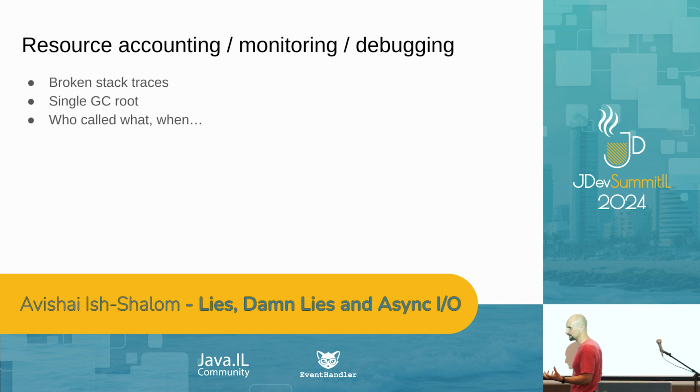How much memory did we spend on a single client request? Again, very, very easy to know with threads because every thread is a GC root. This also helps the performance of the garbage collector, by the way.